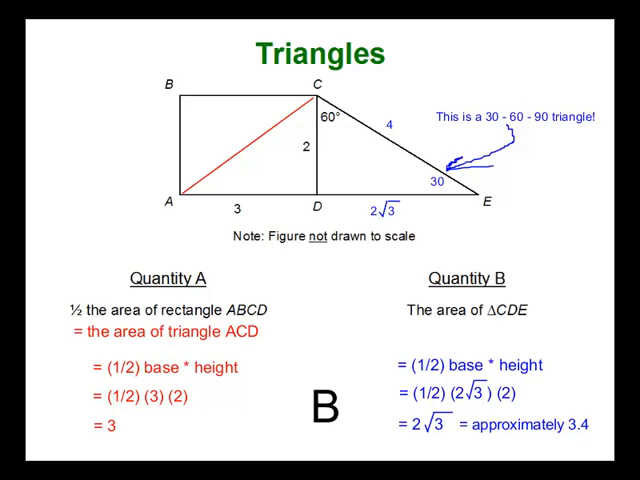And the heights of these triangles are equal. The height is 2, line CD there. And so really what we're ultimately comparing is just the bases of these triangles. So again, that approximation of root 3 would come in handy. Quantity B is equal to 3.4. B is the answer.